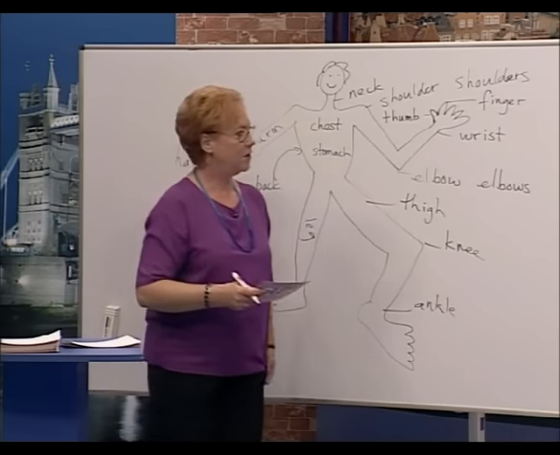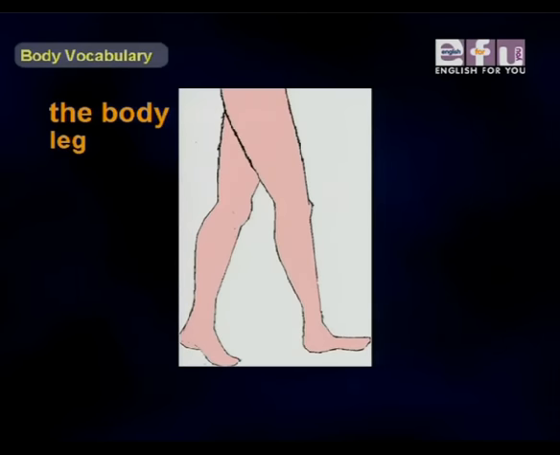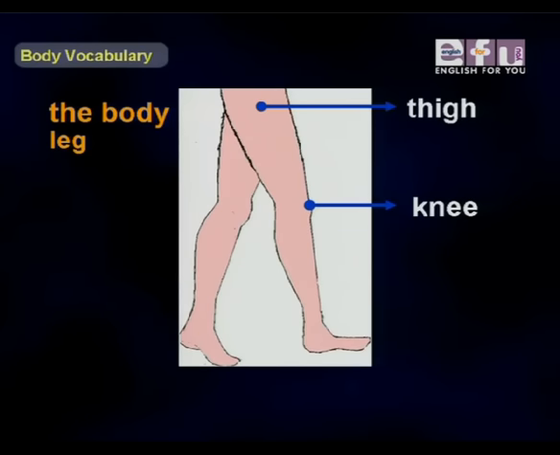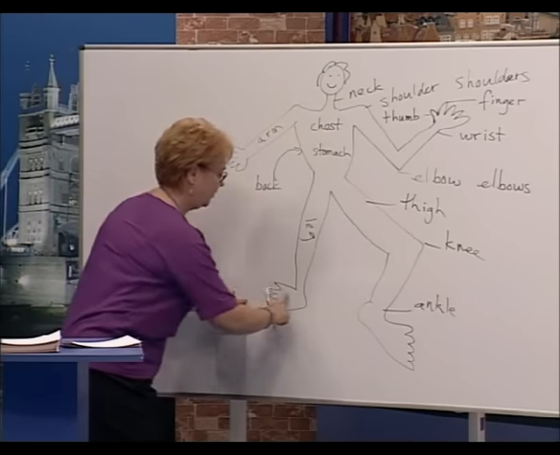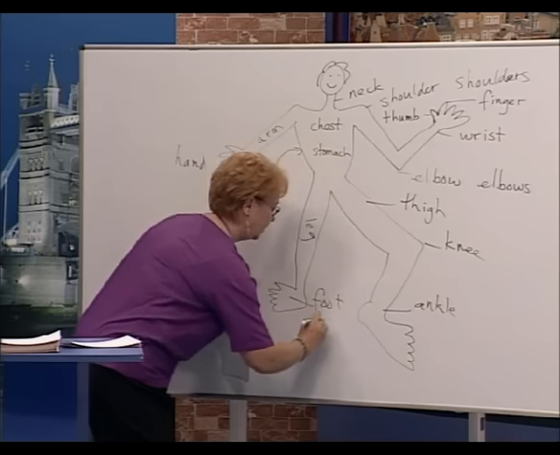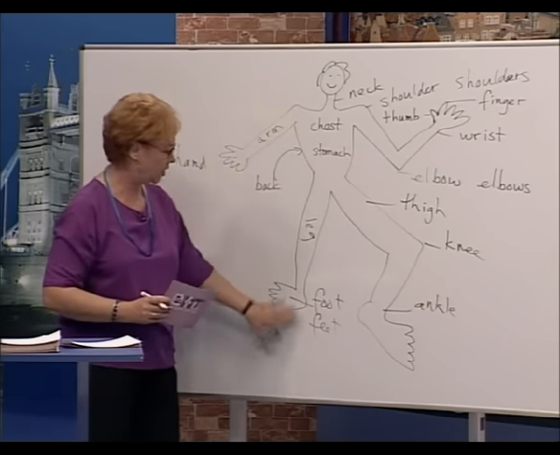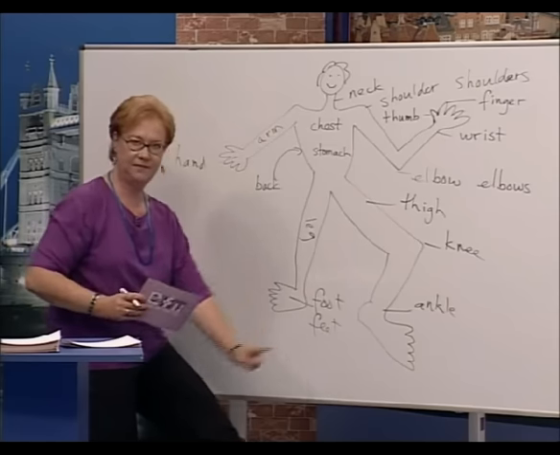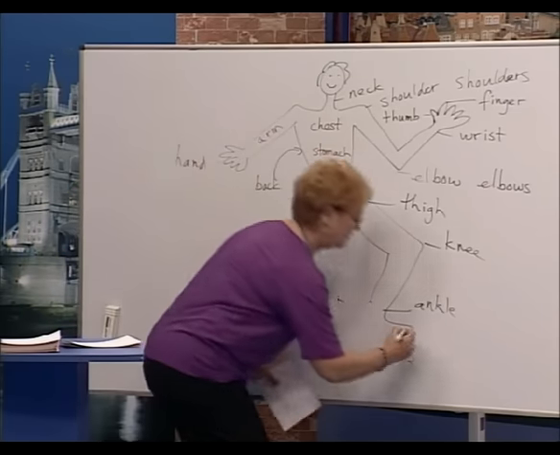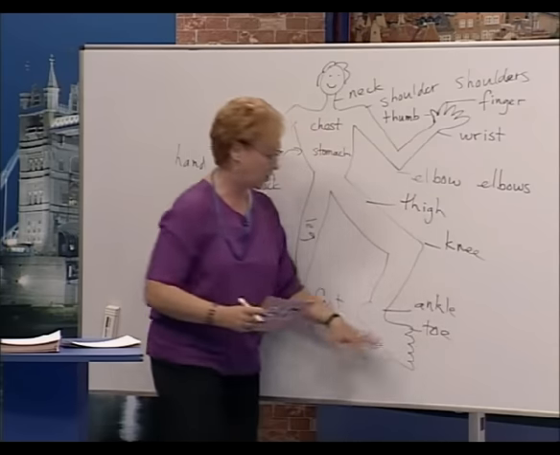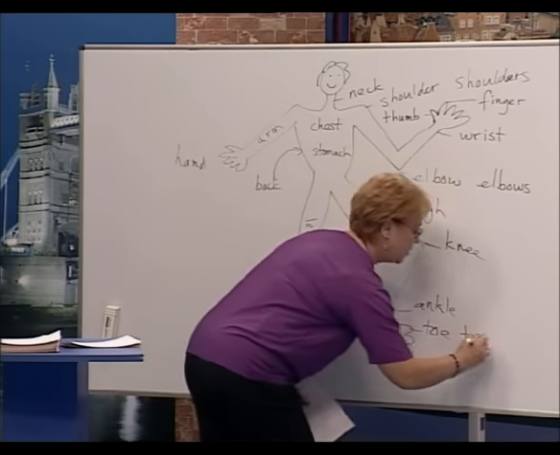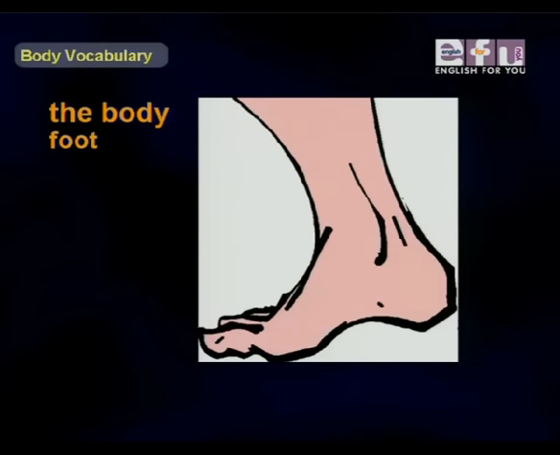All right? So if we look at the leg again, we have the thigh, the knee, and the ankle. And then finally, we have the foot. This is 1 foot, 2 feet. It's like tooth and teeth, foot and feet. This is the foot. And on the foot, we have toe, okay? Plural is toes. We have 10 toes. Now, again, we have the foot and the toe.